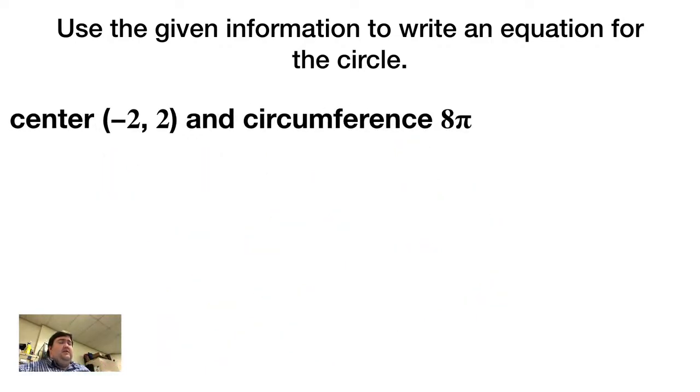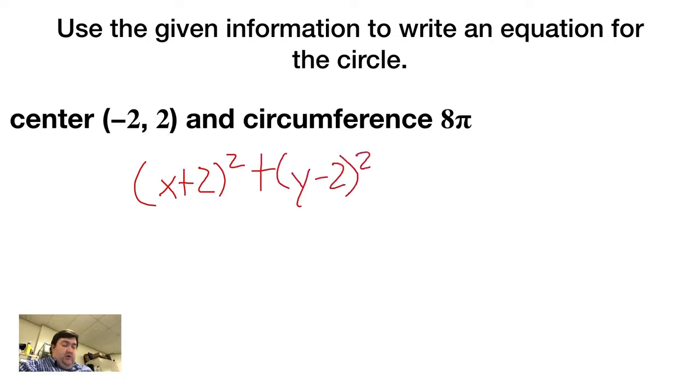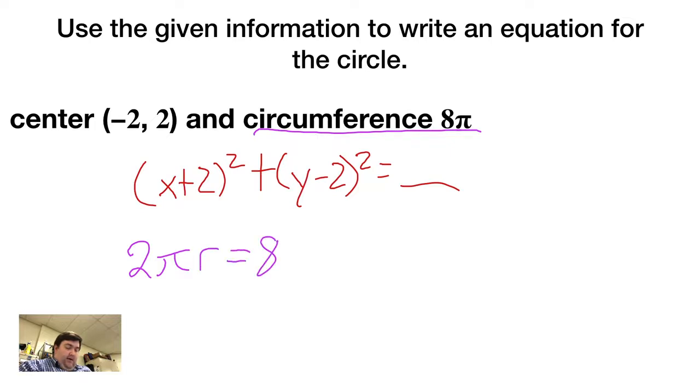Now let's try this one, because we can't do what we did last time in this case. Our center is negative 2, 2, so I would say x plus 2 squared plus y minus 2 squared equals, and I don't know. But what I do know is this fact right here. The circumference is 8 pi. And you might remember that the circumference can also be written as 2 pi r is equal to 8 pi. So what I'm needing in this case is r, so that I can then square it.